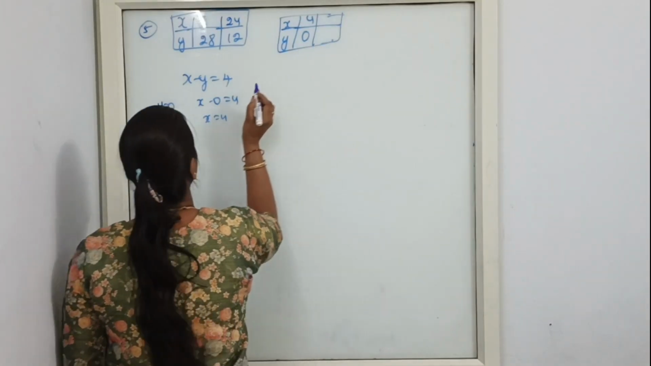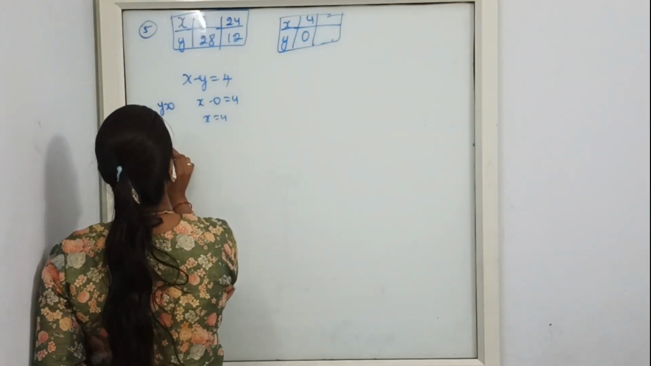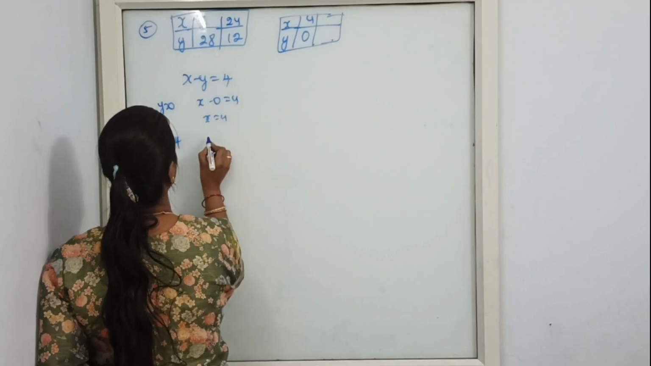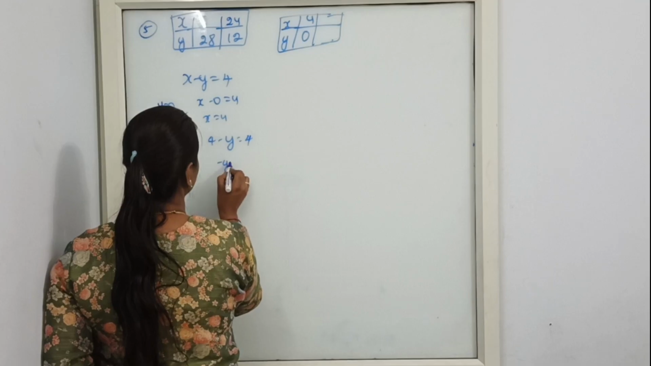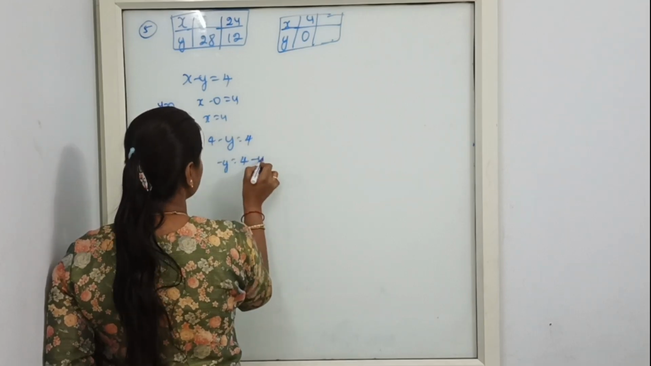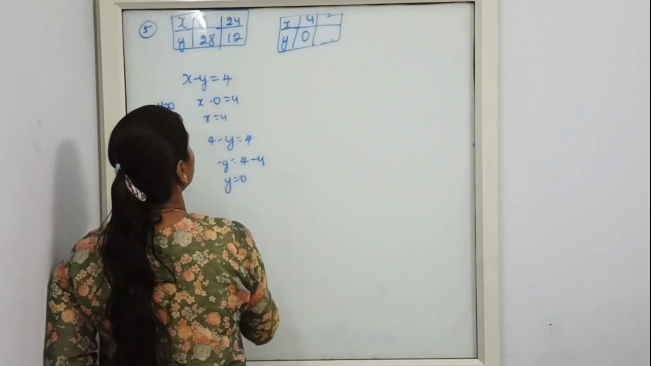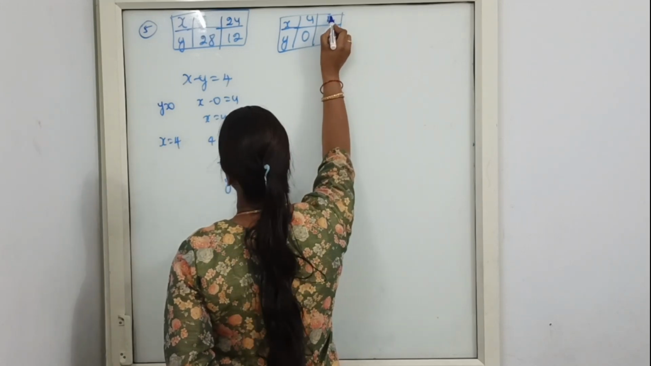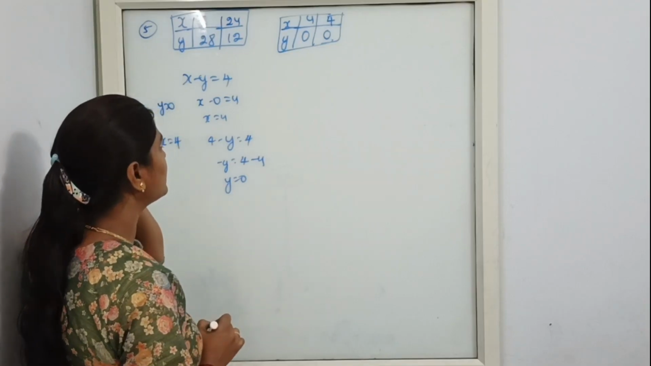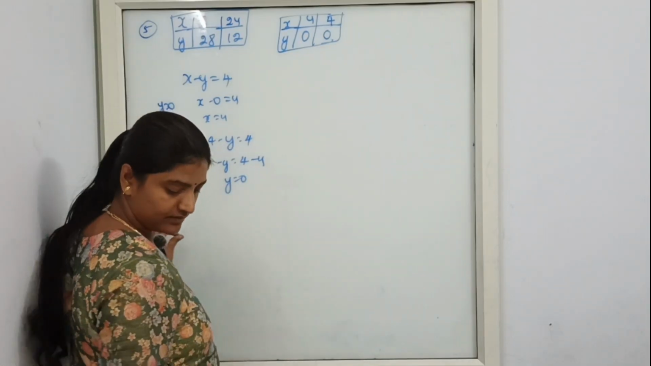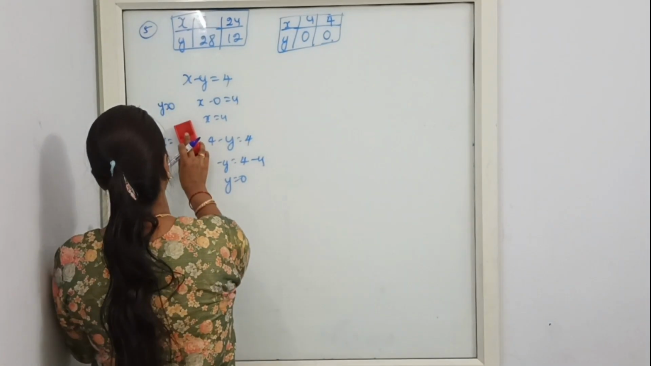Then for the second one, you can give 4 only, no? If x is equal to 4, 4 minus y is equal to 4, transpose this, so y is equal to 0. If x is 4, y is 0. Both are same, no? Can I change otherwise? Wait, at least 8 you can take.